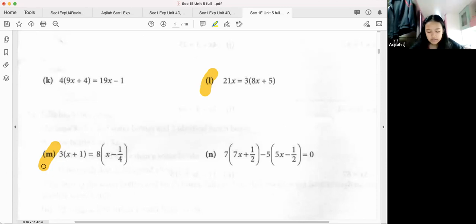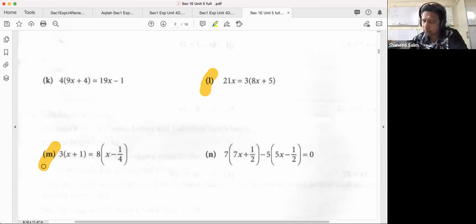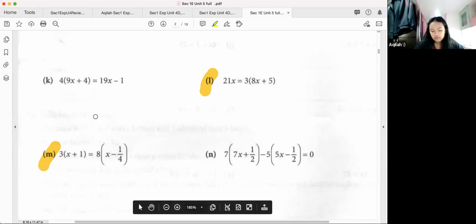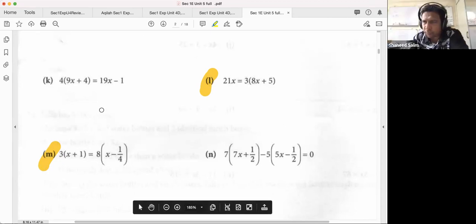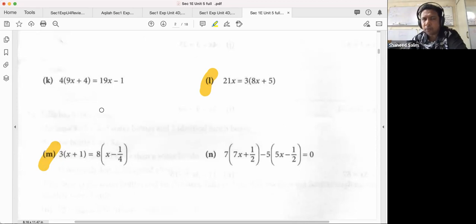x equals, I mean, x equals negative 5. Okay, well done. M? Have you done M? Not yet. Not yet, okay. Was L difficult for you? No.